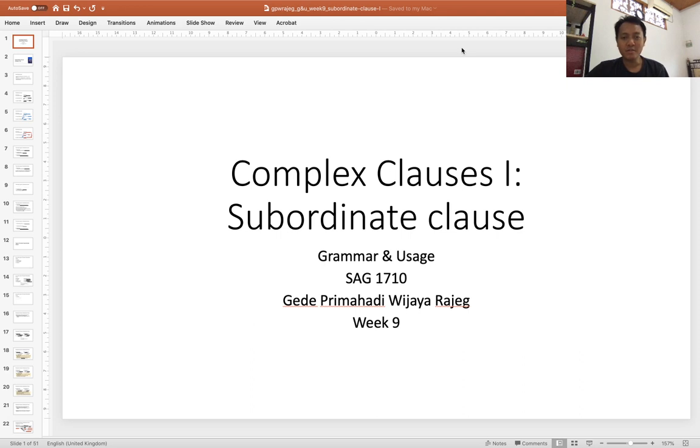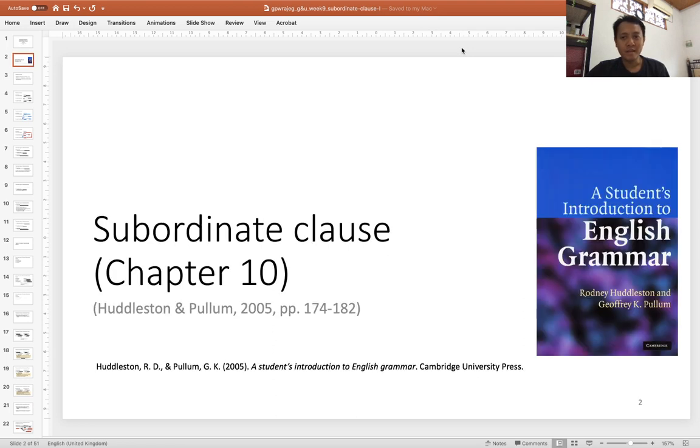So today we will look at the subordinate clause, which is part of a complex clause. If you are from my previous writing class, you potentially still remember what a complex clause and a subordinate clause are. For this topic, I take it from the Huddleston and Pullum book, chapter 10, and I have uploaded the PDF of the relevant chapter on OASA. I encourage you to take a look and read that for further details.